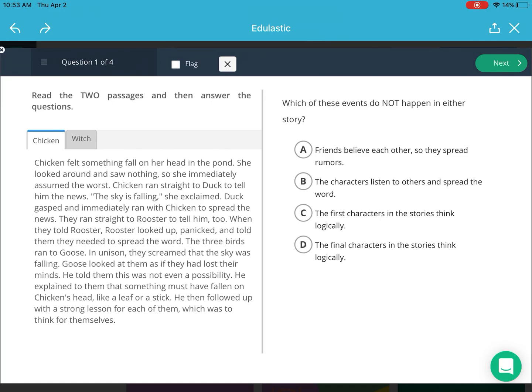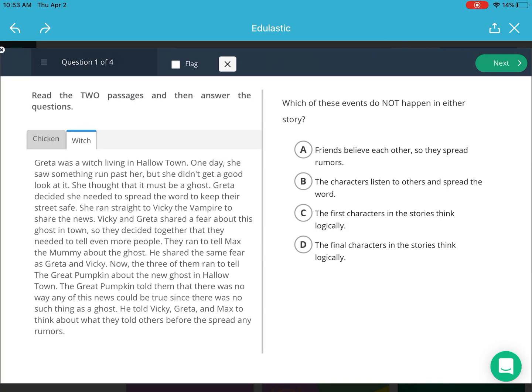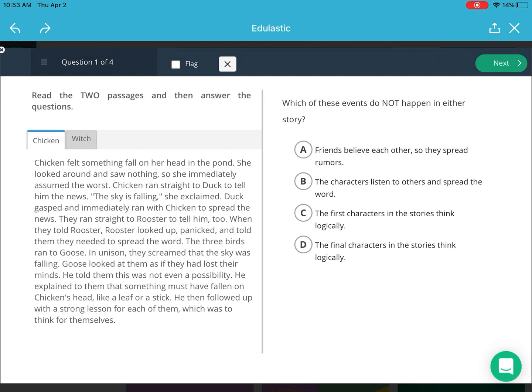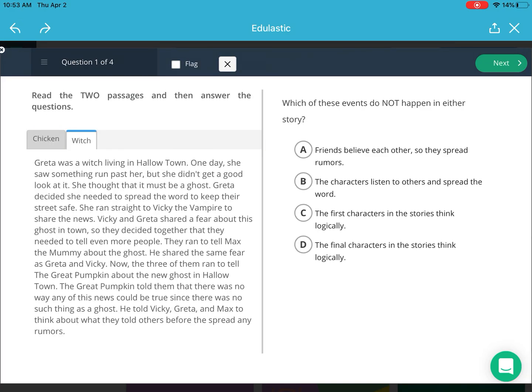It says to read the two passages and then answer the questions. So make sure you read both. One is labeled chicken and one is labeled witch. So you will read both stories and then the 4 questions go along with those 2 stories. So read both stories and then answer the 4 questions.